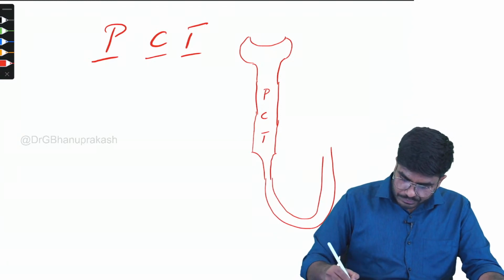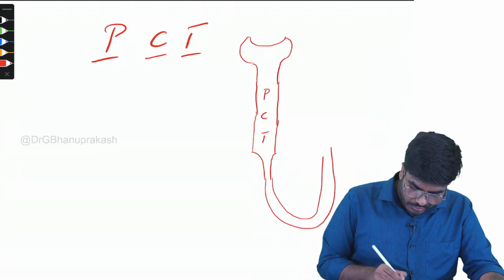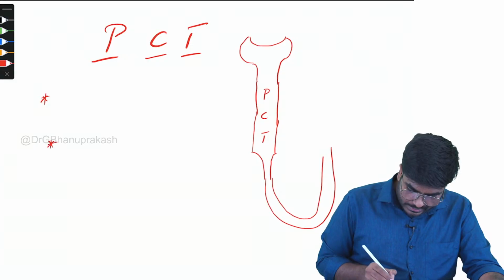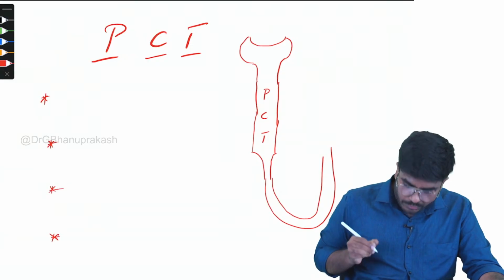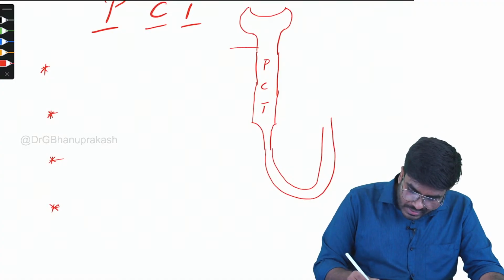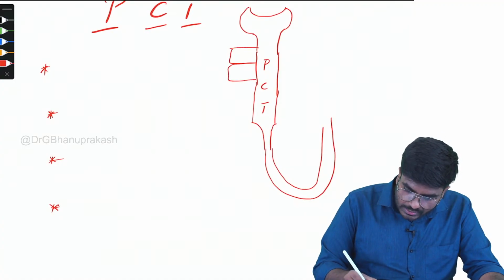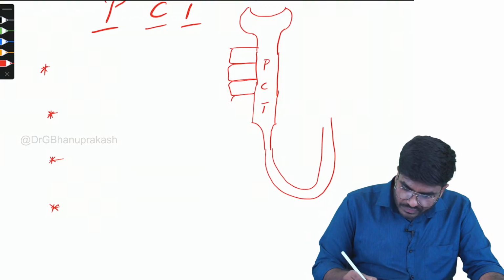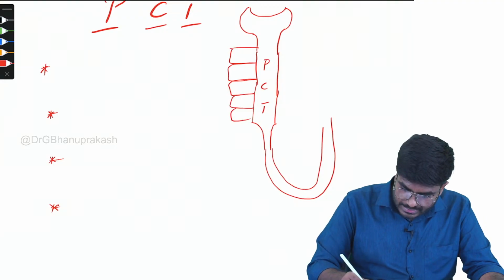Now, what are the important points which you need to know? There are 4 important points regarding the proximal convoluted tubule. What are the 4 important points? The first point is here. See, here you will have epithelial cells or not? Yes, the proximal convoluted tubule also has epithelial cells.